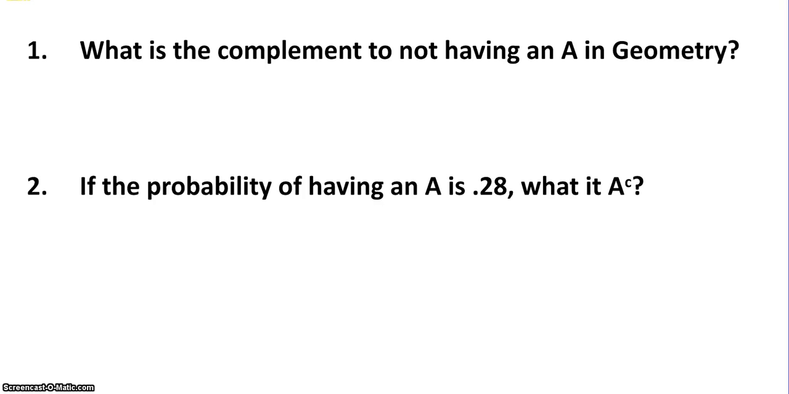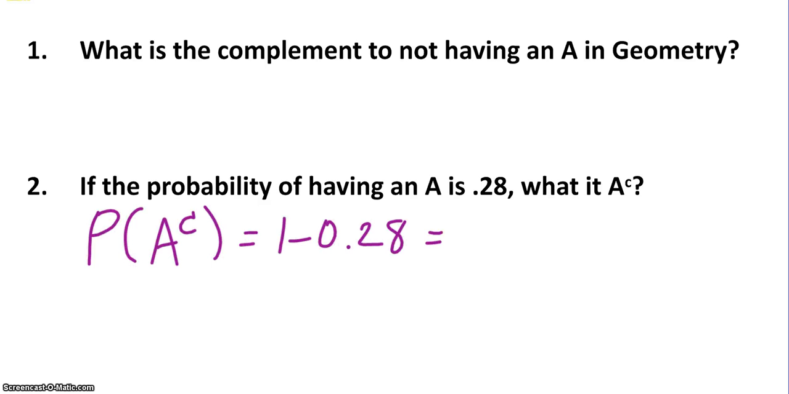The complement of not having an A in geometry is having an A in geometry. If the probability of having an A is 0.28, what is the complement of that? That would simply be 1 minus 0.28, or 0.72.